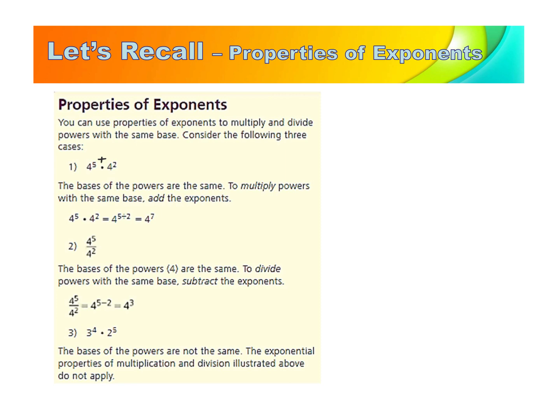That looks like a division, but it's a plus sign. For example, when you have 4 to the 5th power divided by 4 to the 2nd power, in this case, we subtract the powers. So we would do 5 minus 2. Let's read what it's stating. The bases of the power of 4 are the same, so to divide powers with the same base, subtract the exponents. So 4 to the 5th power divided by 4 to the 2nd power is going to equal 4 to the 5th power minus 2, so you end up with 4 to the 3rd power. Now, for the third one, it says the bases of the powers are not the same. The exponential properties of multiplication and division illustrated above do not apply. So the key part here, guys, is it has to have the same base.